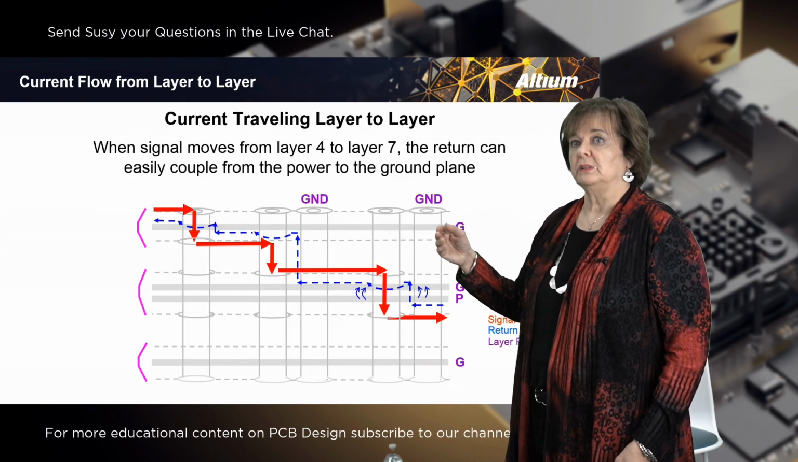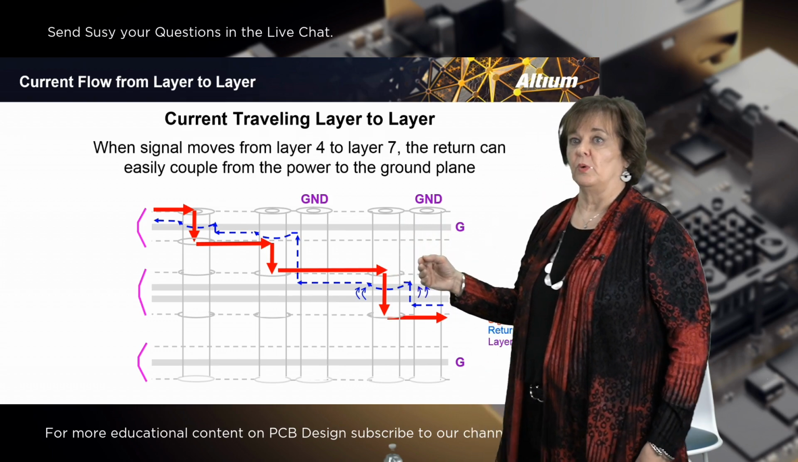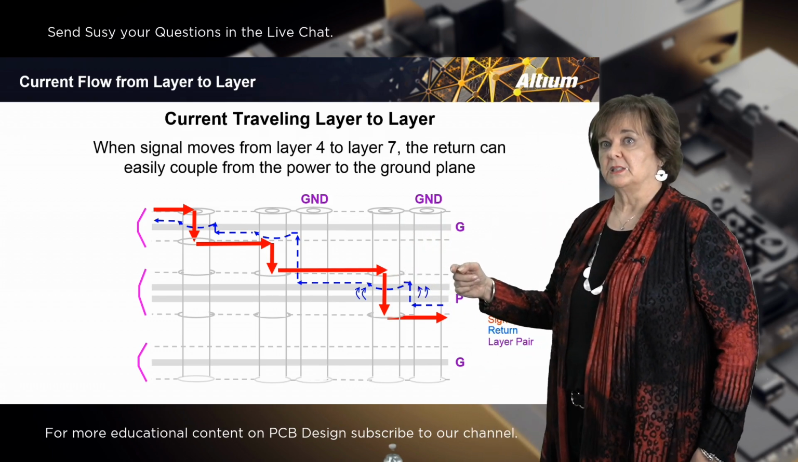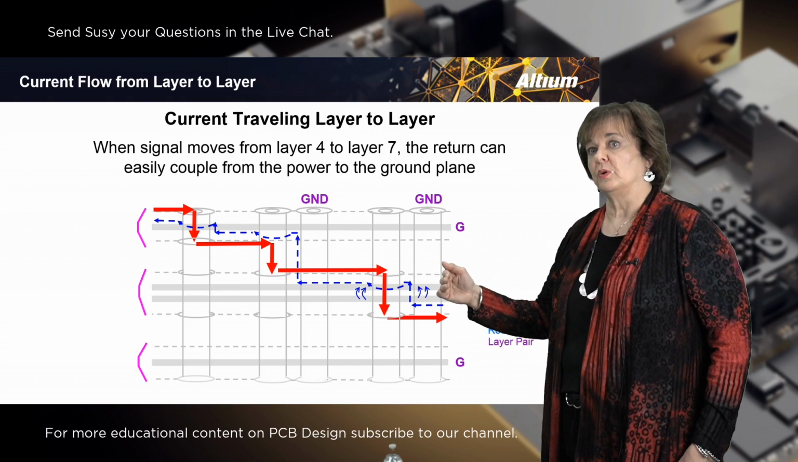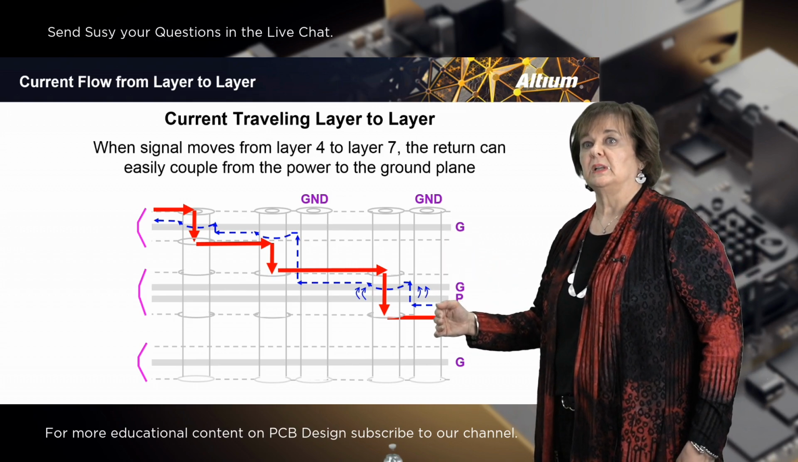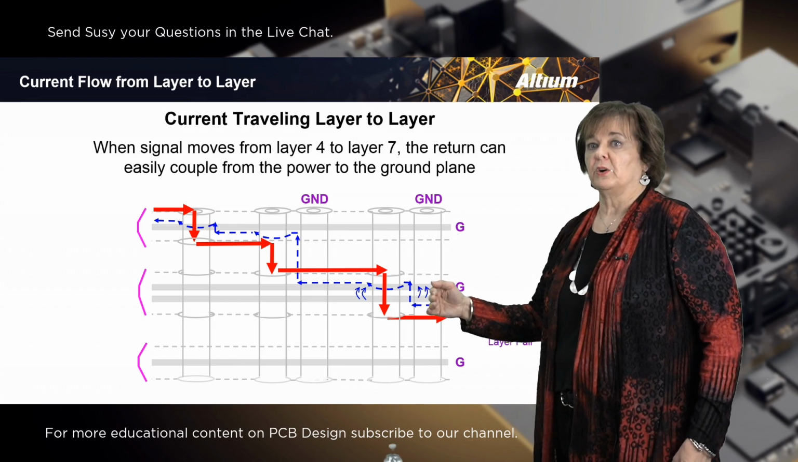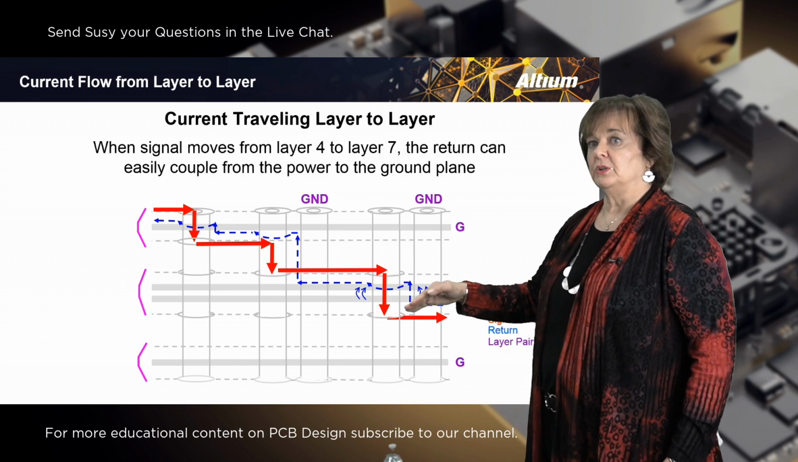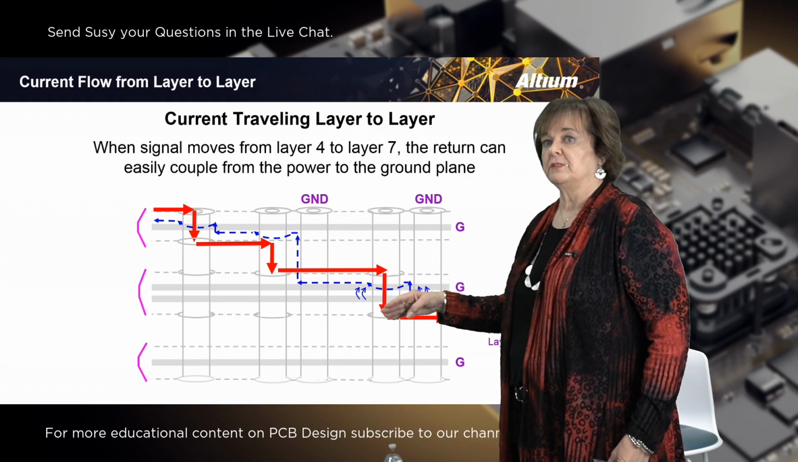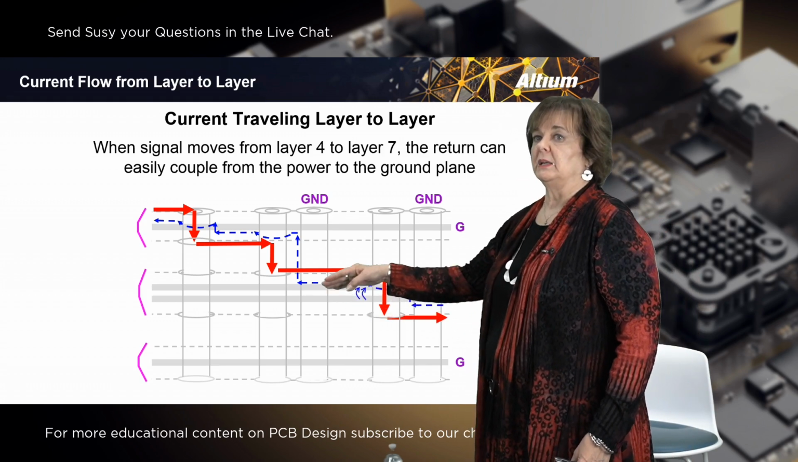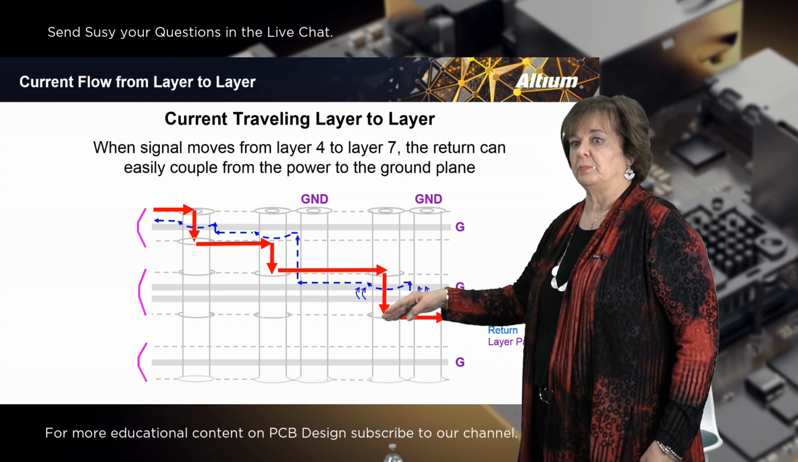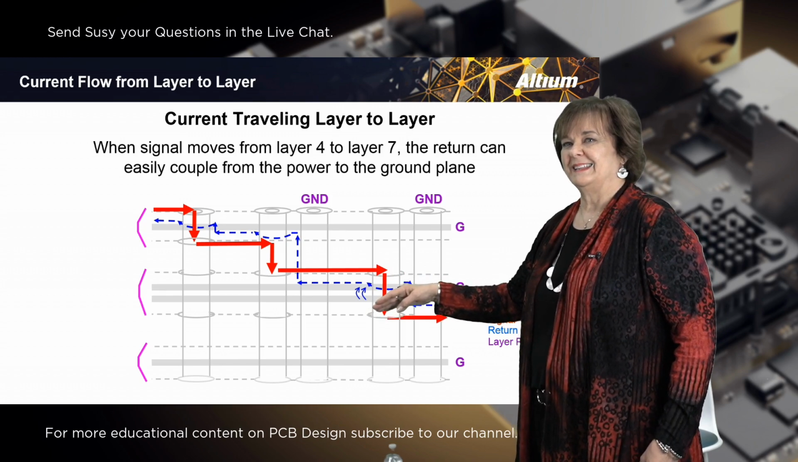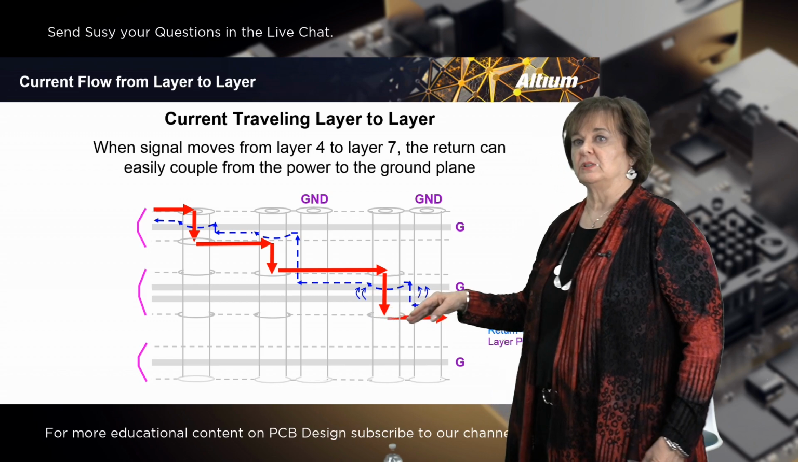So now the signal is going from layer 4. It's still on this layer pair. Layer 4 is now going from layer 4 to layer 7 with the ground and power layer between them. The energy you can see is transferring, the red. Look at the red first. The red is going down the via of the part and going down to layer 7.